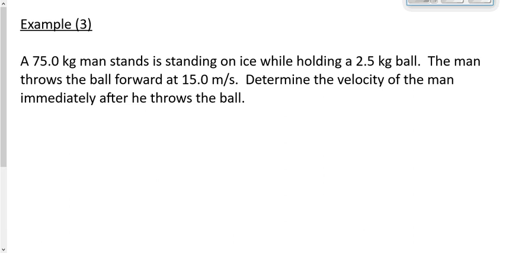No friction on the ice, or at least very little friction on the ice, right? So as I apply a force on the ball, the ball applies an equal and opposite force on me. If the ball experiences a positive impulse forward, then I experience an equal and opposite negative impulse, or in other words, backwards. In other words, if the ball goes forward, I'm going to go backward, right?